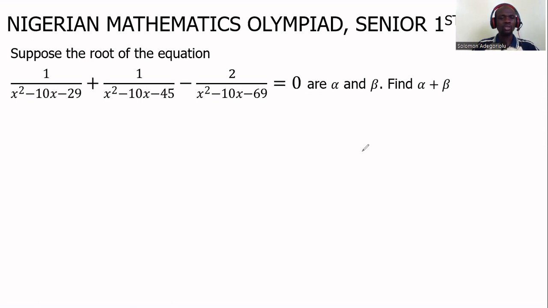Today, we'll be looking at a particular question from the Nigerian Mathematics Olympiad for the senior category, round 1.